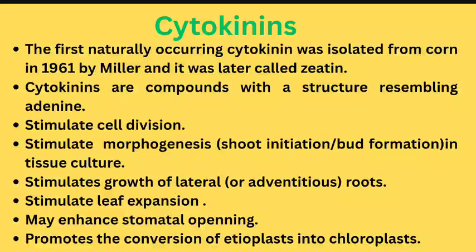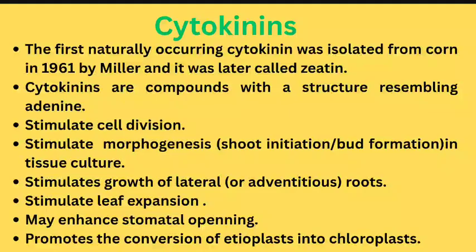So, do you know what is tissue culture? You already know. In this process, we take a part of a plant, and from this part, we create the whole plant in lab conditions. During this process, morphogenesis is accelerated due to the cytokinin. So cytokinin helps to initiate shoots and buds from the small part of the plant that is taken in tissue culture. It also stimulates growth of lateral roots, like auxin.